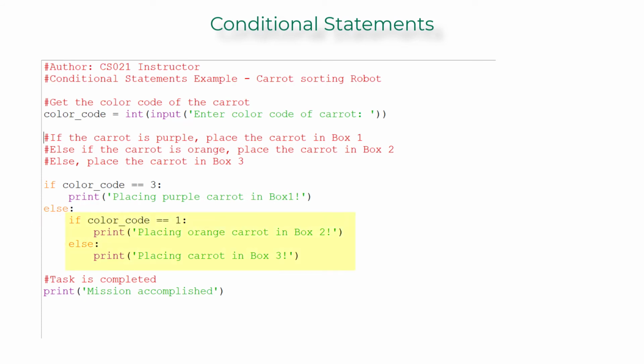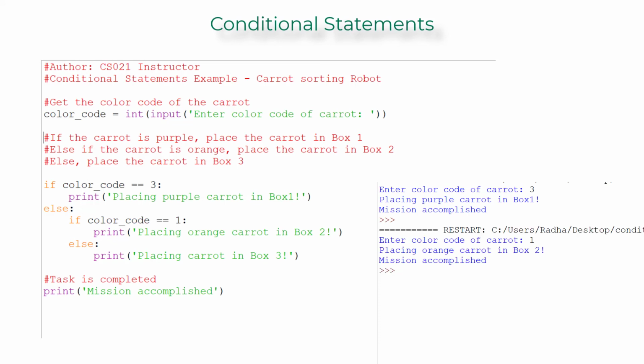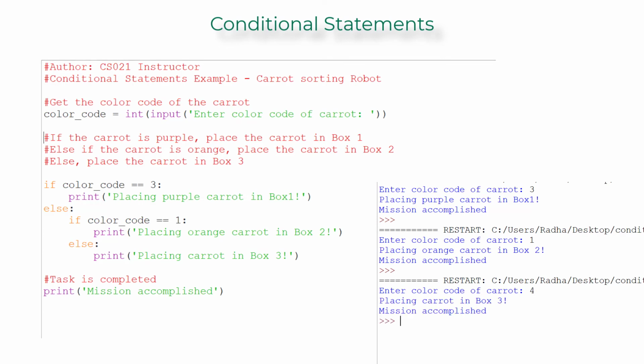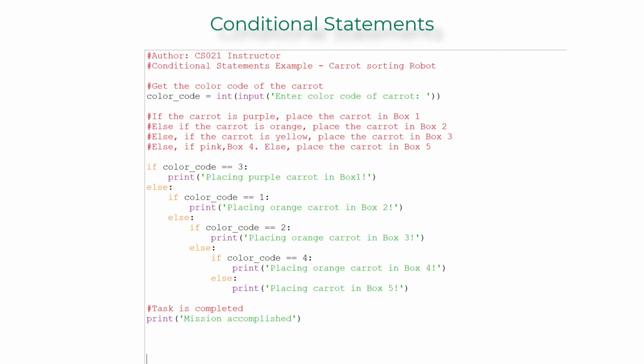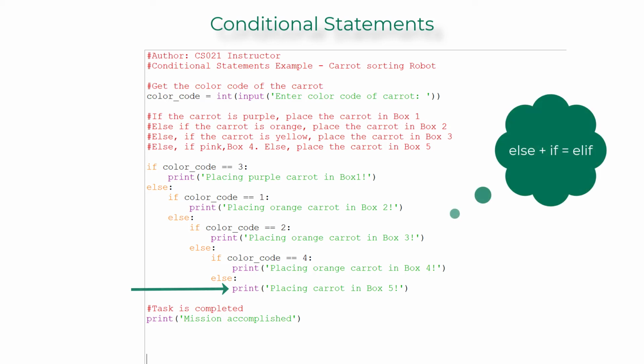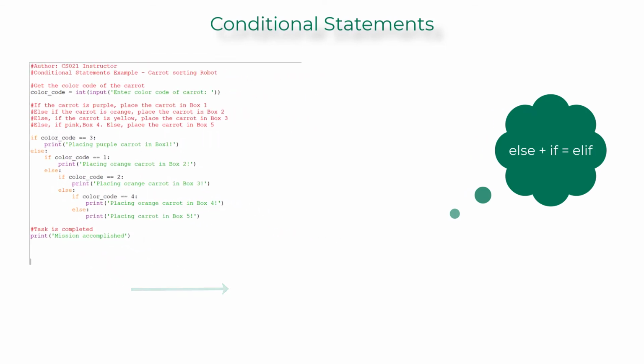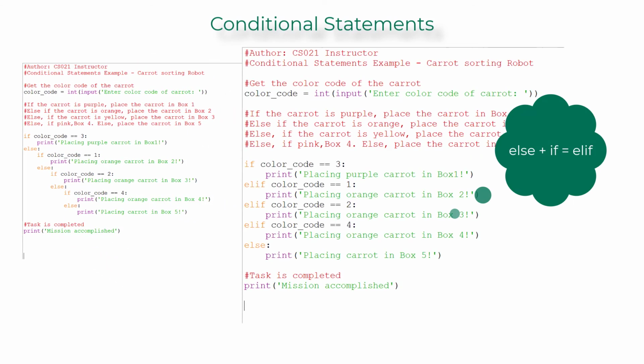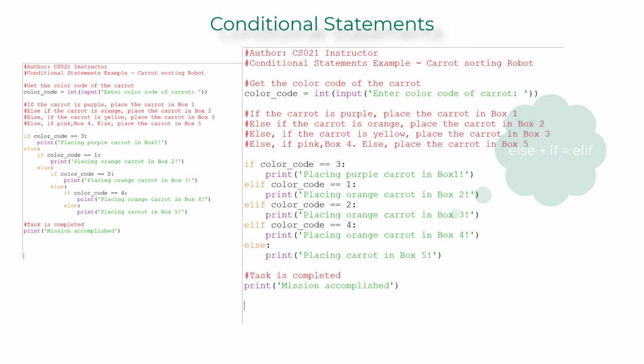Alright, this if-else block of code looks familiar, so let's see this code in action. If I enter 3, it places the carrot in box 1. If I enter 1, it places it in box 2. If I enter 4, it places it in box 3. Perfect. If we try to add more else if conditions, the need for indentation blows out of proportion. Partly why the creators of Python thought it would be a good idea to have the elif keyword. Usage of elif simplifies the indentation need that is present in if-else if code.